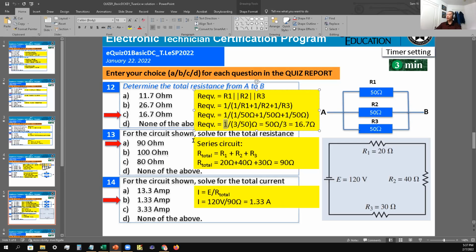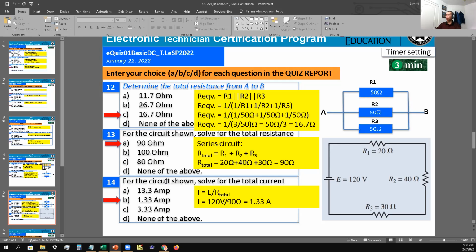Okay, for 13, for the circuit shown, solve for the total resistance. This is a series circuit. That's how you distinguish between the two: this is a parallel circuit, and this is a series circuit. In a series circuit, we just add the resistances together all across: R1 plus R2 plus R3. So 20 plus 40 plus 30 is 90 ohms. Okay, so the answer is A as in apple for number 13.